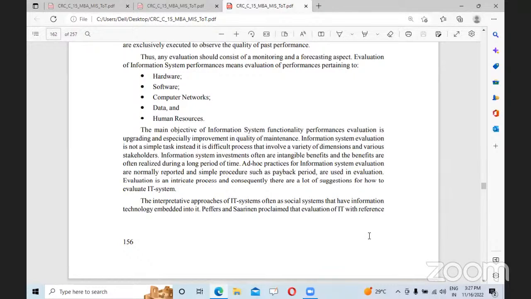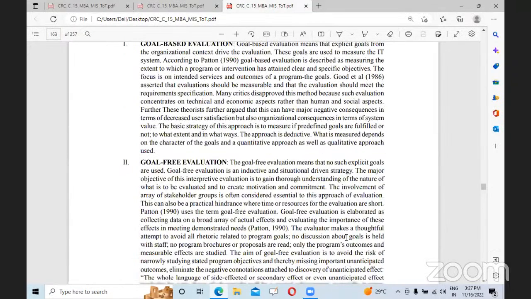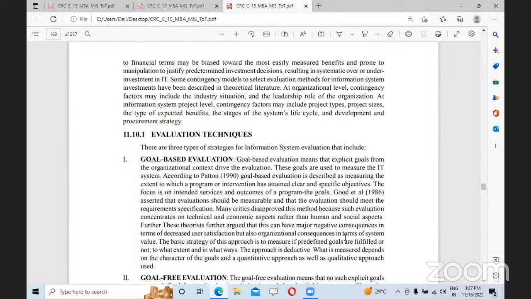Evaluation is an intricate process, and consequently there are a lot of opinions on how to evaluate an IT system. The interpretive approaches often view IT systems as social systems that have information technology embedded in them. Evaluation of IT with reference to financial terms may be biased toward the most easily measured benefits and prone to manipulation to justify predetermined investment decisions, resulting in systematic over- or underinvestment in IT.